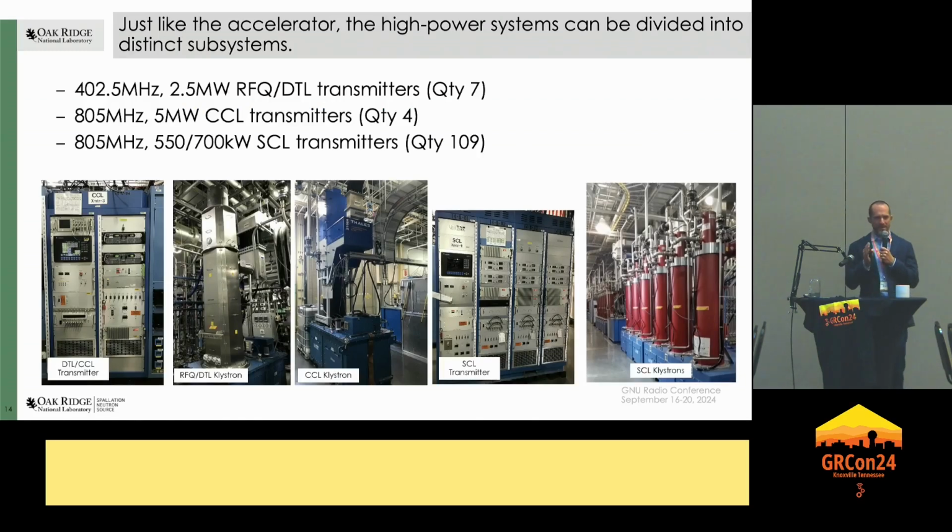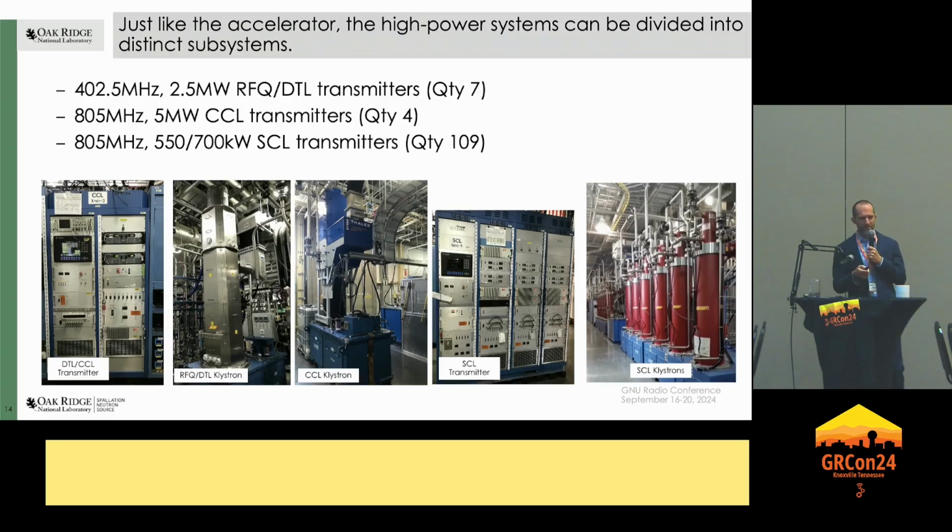So just like the accelerator, we can divide our high-power systems up. We have 3 main systems. The one for the RFQ and DTL is effectively the same, and you can see the klystron associated with those. That's the big silver klystron you see there. Those are 402.5 megahertz, like I mentioned, and 2.5 megawatt peak power. And I should also mention that we pulse the system. Our pulses are 1.5 milliseconds wide, so it's a pretty wide pulse, almost considered CW anyway. It's 60 hertz.